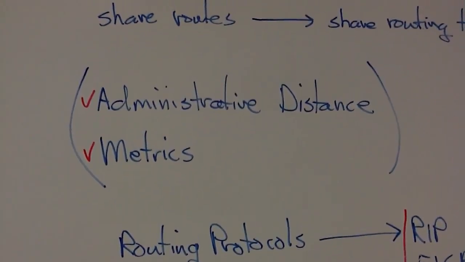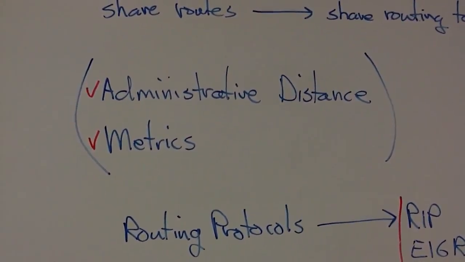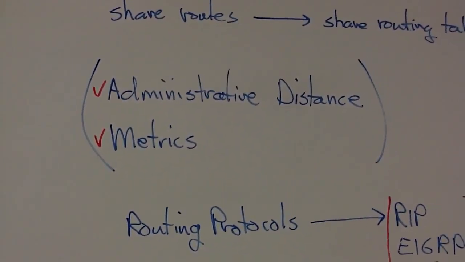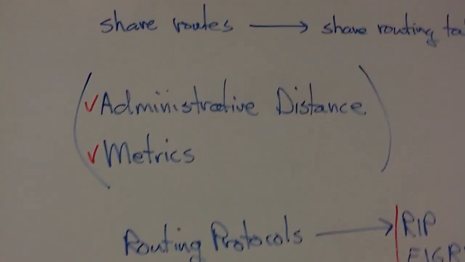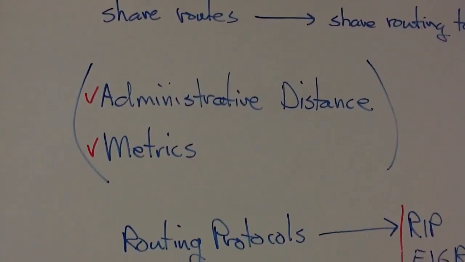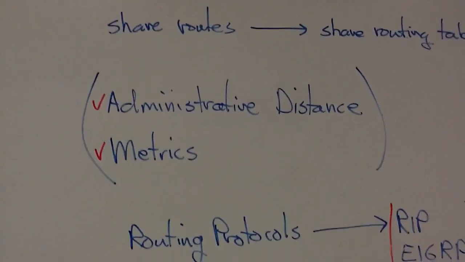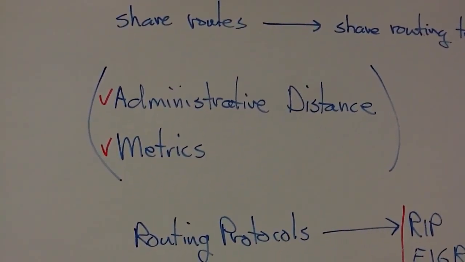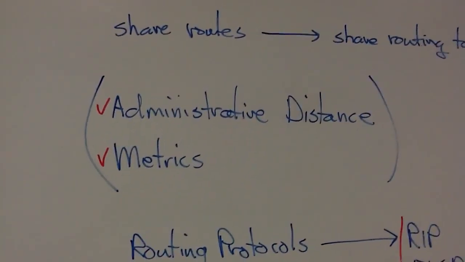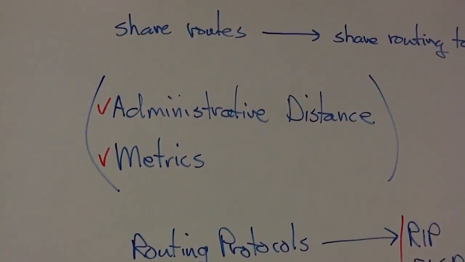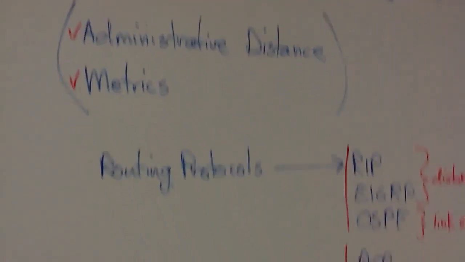And it has to do with administrative distance and metrics. We can adjust administrative distance on static routes, and we need to understand that static routes have a lower administrative distance than routes from routing protocols. And then we have all those metrics: bandwidth, hop count, delay, and so forth.